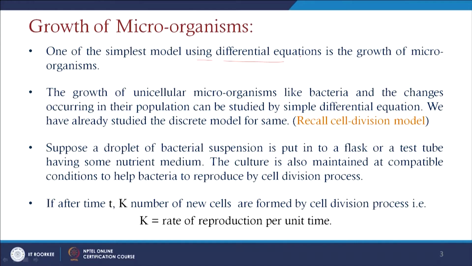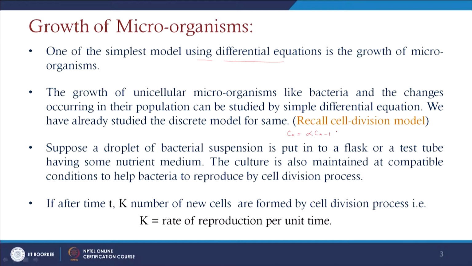We have already studied the discrete model for the same, where we wrote this model in the form of Cn equals alpha Cn minus 1, which is called the cell division model. And especially for the growth of bacteria, we have to consider that a droplet of bacterial suspension is put into a flask or a test tube having some nutrient medium. This means that we have to provide a compatible medium where the bacterial growth can be possible. Then we can formulate this model.